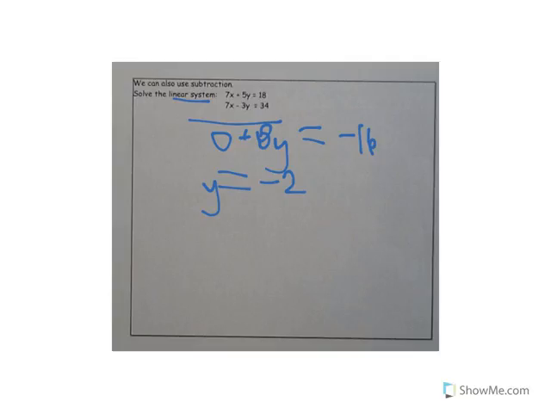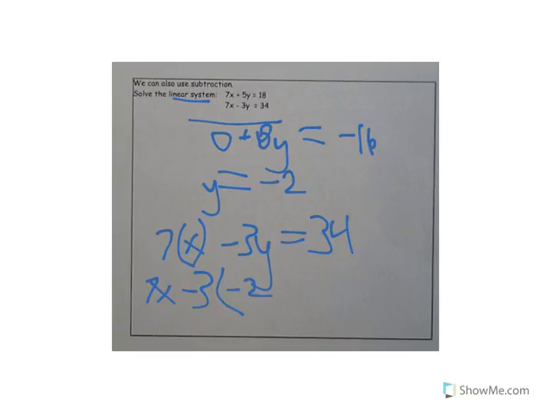I'm going to plug that into one of the equations up at the top, so I'll just do 7x. Sorry for that. So it's 7x minus 3y is equal to 34. It doesn't matter which one you put it into. So it's 7x minus 3 times negative 2, because I'm just substituting this value here, is equal to 34. So this is going to be 7x plus 6 is equal to 34.